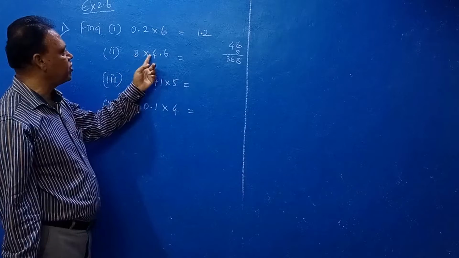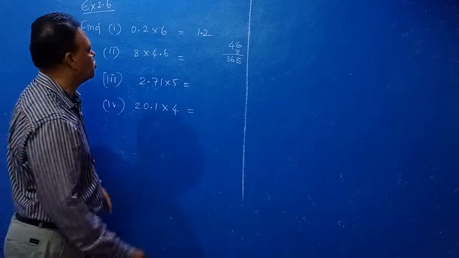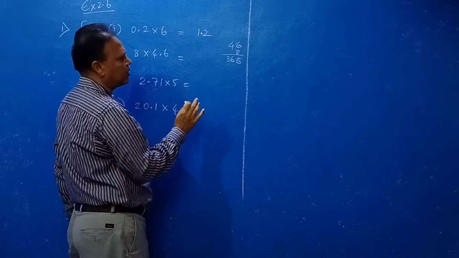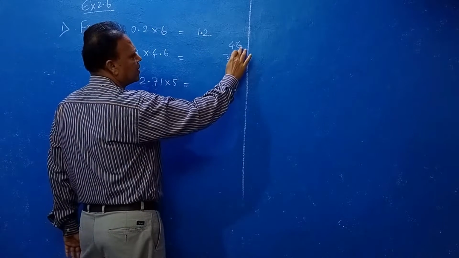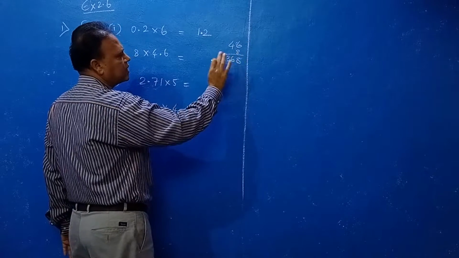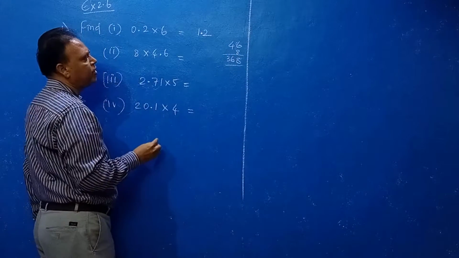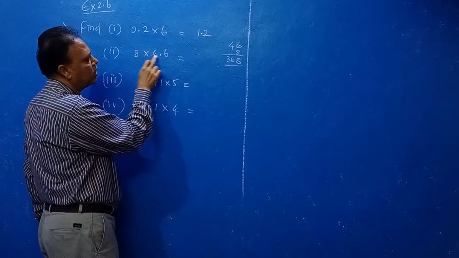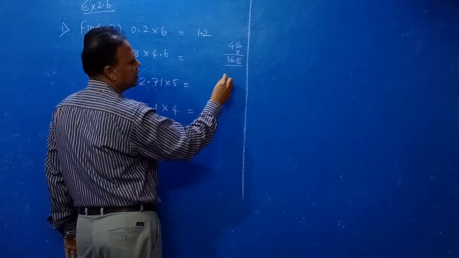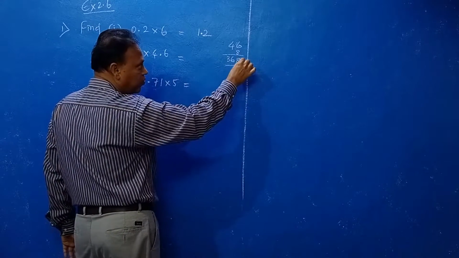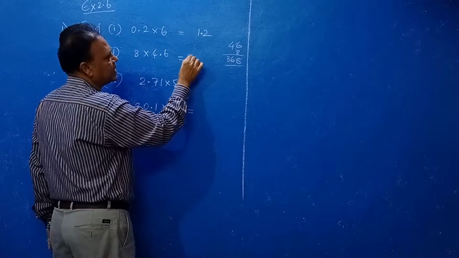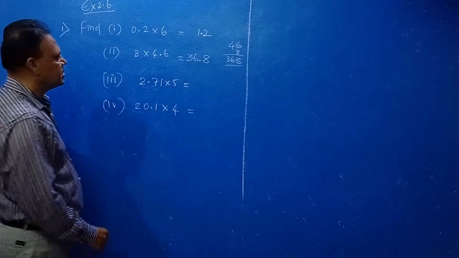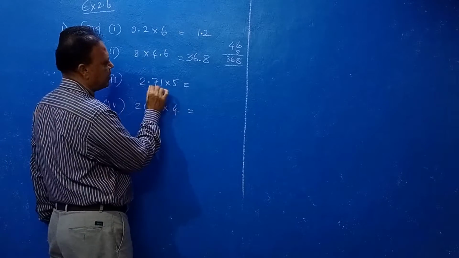Second problem is 8 into 4.6. How to multiply? You ignore the decimal and write only the numbers. 46 into 8: 48, carry 4, 32, 36, 3, 68. Now after the decimal, how many digits are there? Here none, here one digit. Total one digit only. So from the right you leave one digit and keep the point. That means 36.8. Same way here also.